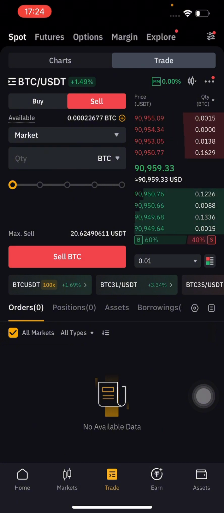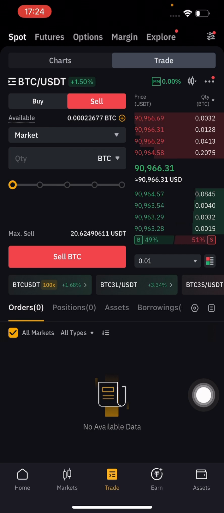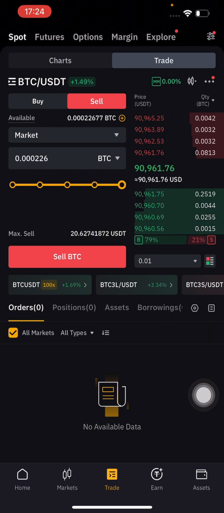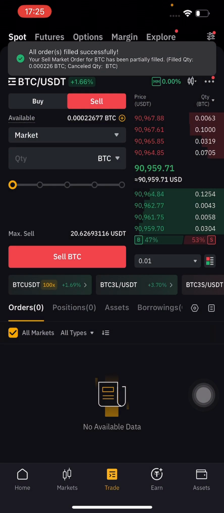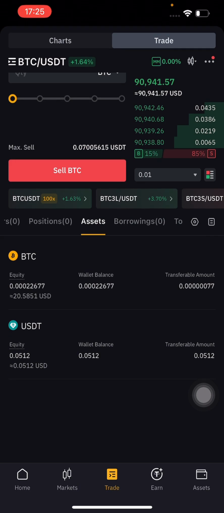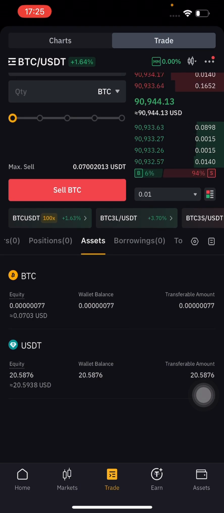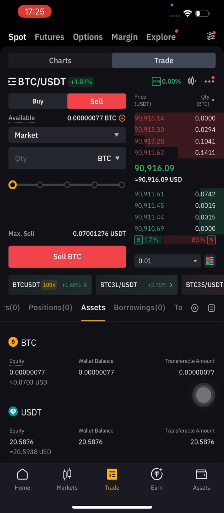So all you do is come and click on sell here. You leave it at market, the quantity of Bitcoin that you wish to sell, all of it. And what do you do? You click on sell. Confirm. Order successfully filled. It means we have just sold our Bitcoin now. And if you check my assets now, you're not going to see Bitcoin there. You see? 0.0000, which is approximately 0 Bitcoin.